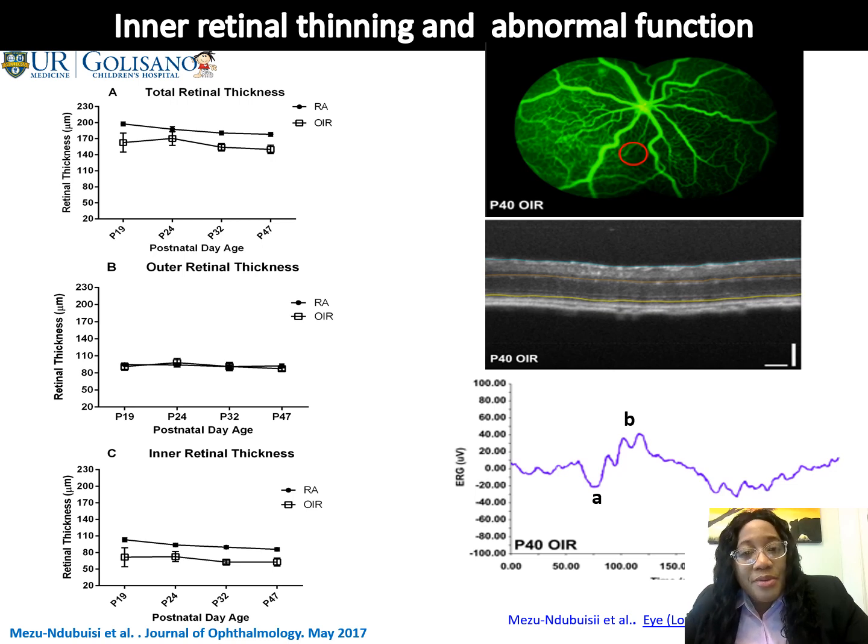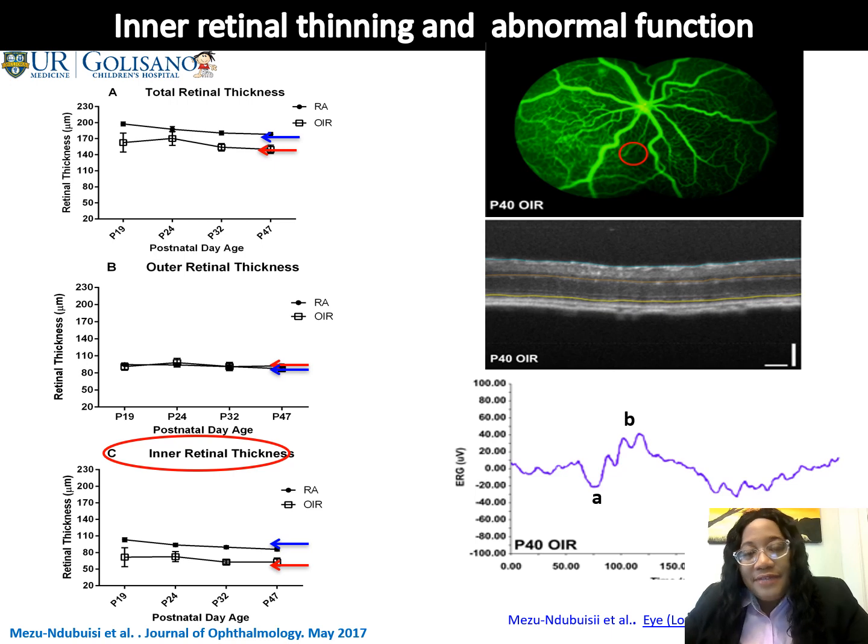Using one age to represent each phase, we next explored the effect of OIR on retinal structure with in vivo spectral domain optical coherence tomography following FA. We showed that OIR mice had reduced total retinal thickness compared to Romer mice. However, the outer retinas of OIR and Romer mice had similar thickness. Rather, it was the inner retinas of the OIR mice that were thinner than those of Romer.